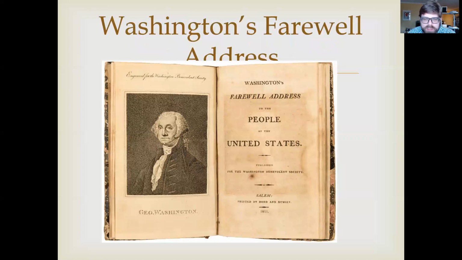And as Washington's time in office concludes, he gives a farewell address, a speech as he leaves office at the end of his 8 years. And it's printed in all the newspapers, it's sold as a book. You can see an image here from 1811, right? Decades after, or over a decade after, I should say.